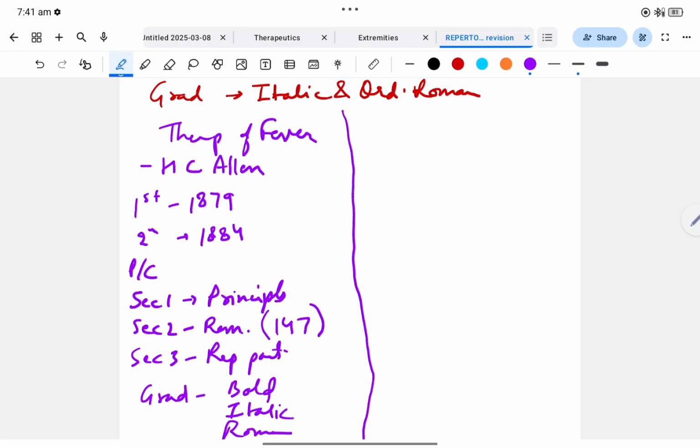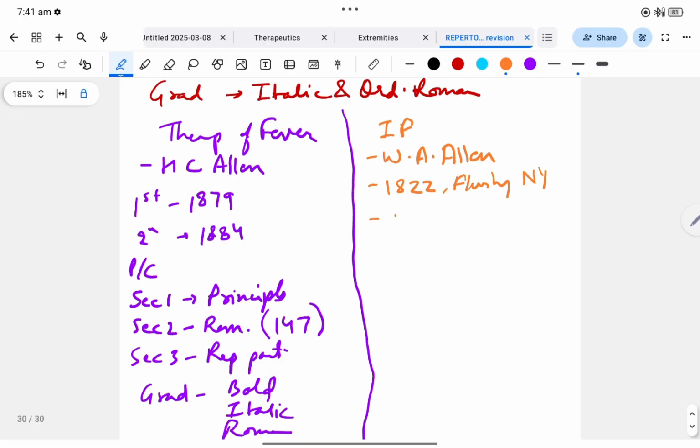Now we will see next repertory, that is Repertory of Symptoms of Intermittent Fever by William A. Allen. It was published in the year 1882 in Flushing, New York. Total number of medicines in this are 133. And here Dr. William A. Allen gave importance to 200 potency.